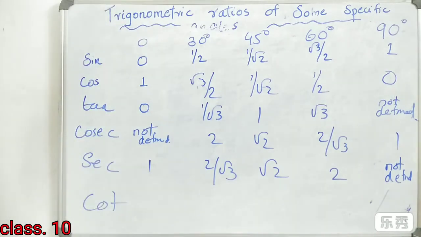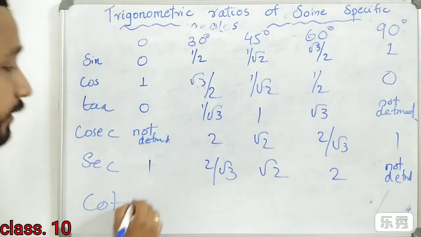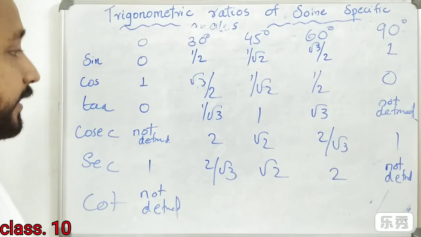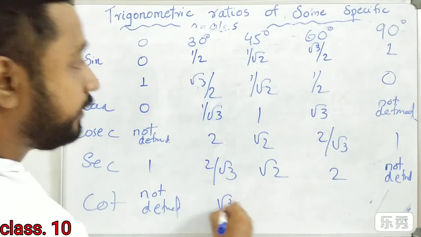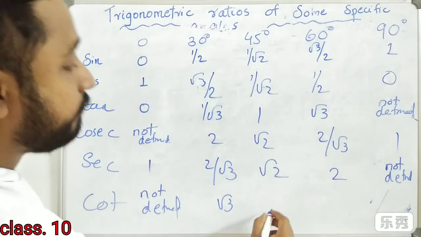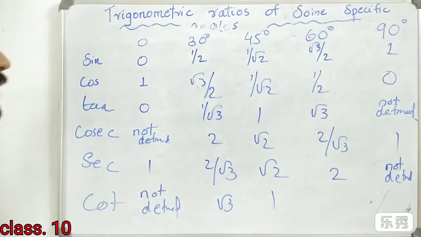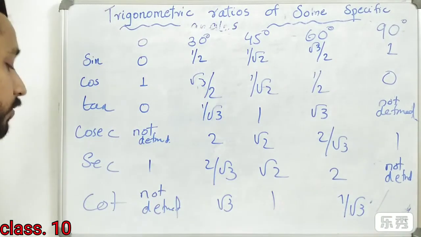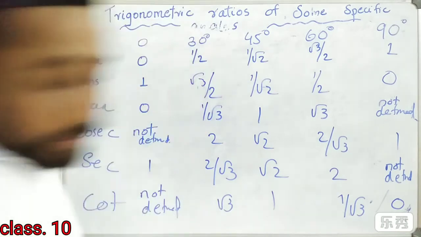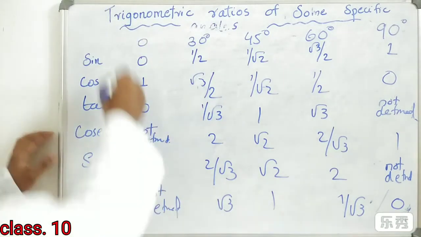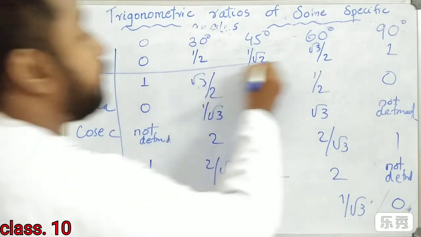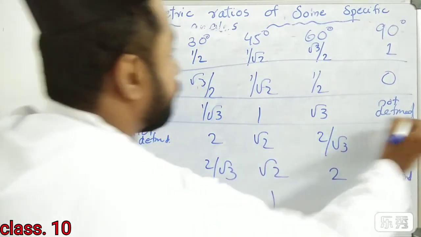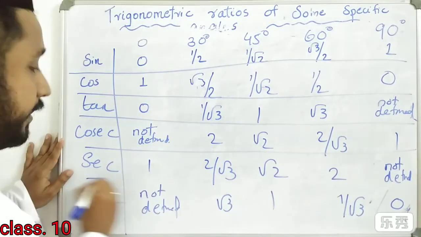Then cot 0. Cot 0 is the reciprocal of tan 0, that is 1 by 0, which is not defined. Cot 30 is the reciprocal of tan 30, that is root 3, and cot 45 is the reciprocal of tan 45, that is also 1. Then cot 60 is 1 by root 3, and cot 90 is 0. These are the 6 trigonometric ratios of the angles 0, 30, 45, 60, and 90 degrees.